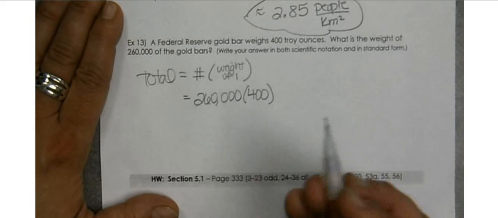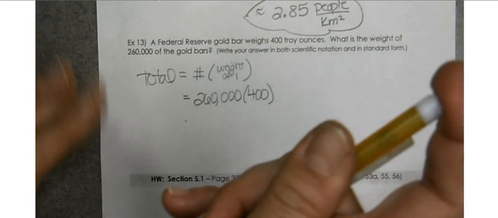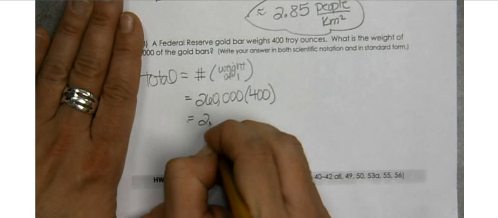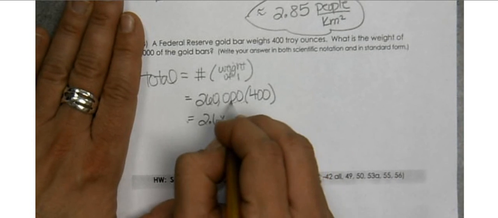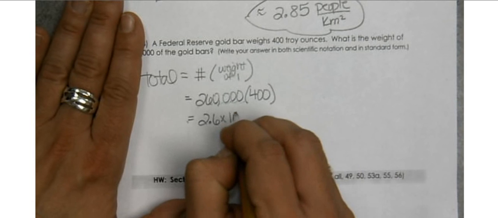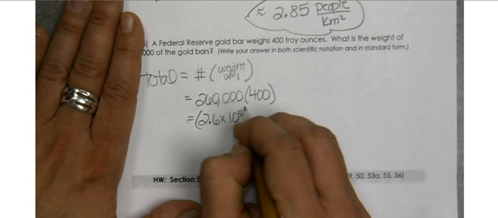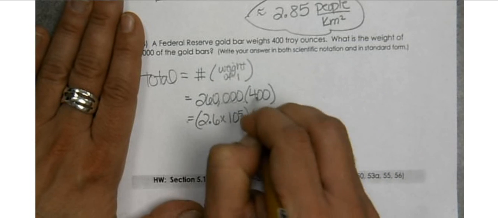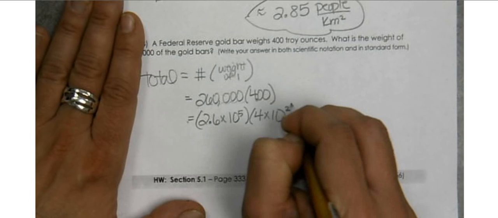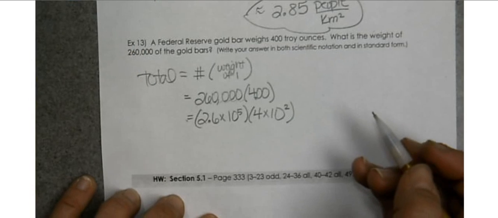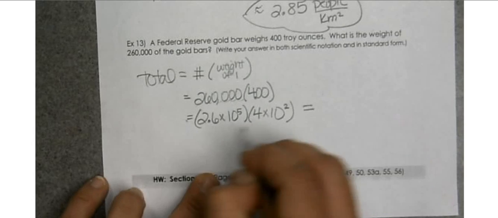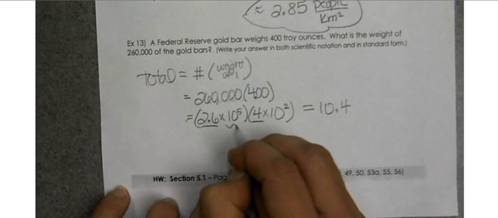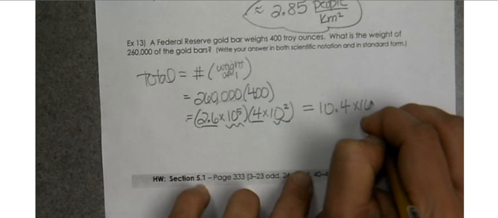So again, just humor me, and let's write this in scientific notation first. And we end up with 2.6 times 10 to the positive 5, because this was a big number. And then 4 times 10 to the positive 2. And then if I multiply these together, the 2.6 and the 4, I get 10.4. And when I add my exponents, I get 10 to the 7th.